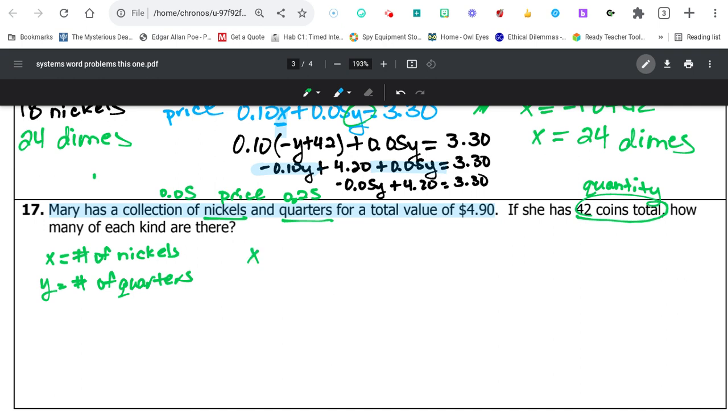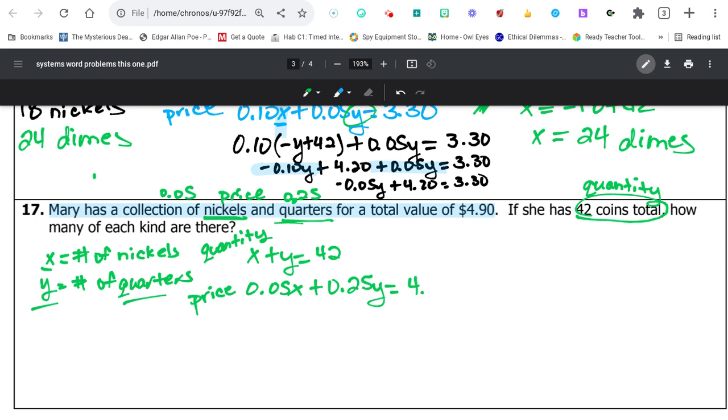So you're going to end up with x plus y equals 42. And that's the quantity equation, guys. And then for the price equation, you've got nickels. So your coefficient for the nickels is 5 cents, and your nickels is x. And the coefficient for y, which represents your quarters, is going to be 25 cents, and it's going to equal $4.90.